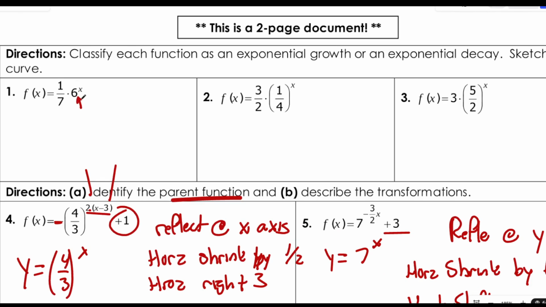If the base is bigger than 1, it's growth. If the base is smaller than 1, then it is decay. Growth.